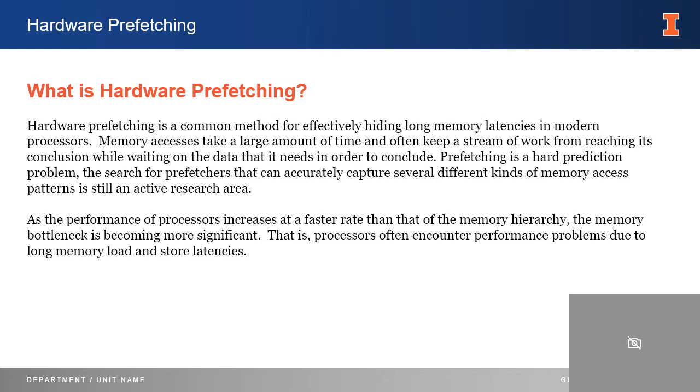Memory accesses take a large amount of time and often keep a stream of work from reaching its conclusion while waiting on the data that it needs in order to conclude. Prefetching is a hard prediction problem. The search for prefetchers that can accurately capture several different kinds of memory access patterns is still an active research area.